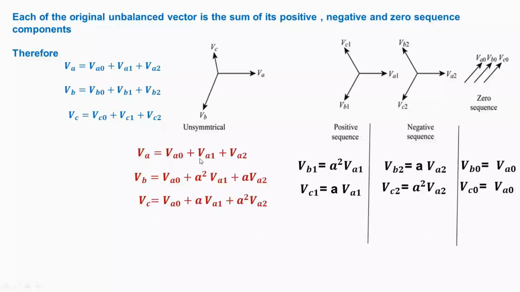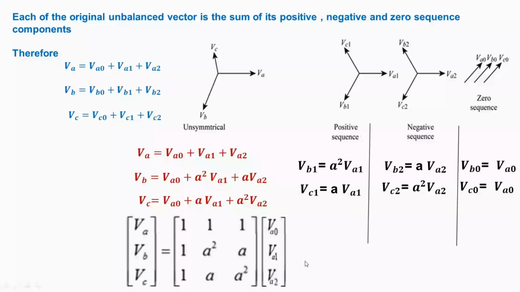VA is equal to VA0 plus VA1 plus VA2. Then VB is equal to VA0 plus, in place of VB1, substitute A square into VA1, then in place of VB2, substitute A into VA2. Then in the last equation, VC is equal to VA0 plus, in place of VC1, substitute A into VA1, and in place of VC2, substitute A square into VA2. We get this equation. Now write this equation in matrix form.